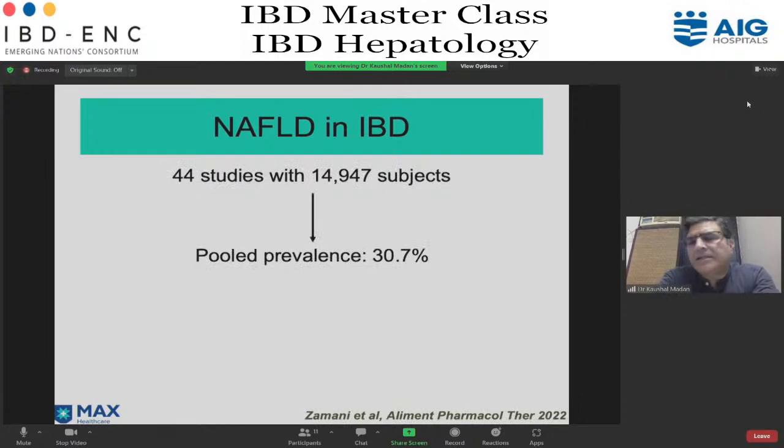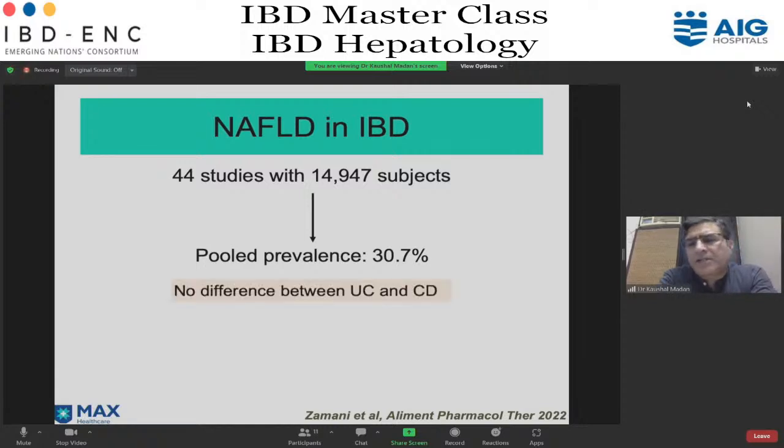And this is a recent meta-analysis of 44 studies, more than 14,000 subjects, and they found that the pooled prevalence of non-alcoholic fatty liver disease in IBD patients is about 30%. So we see that almost a third of IBD patients would be having non-alcoholic fatty liver disease. And so I think the most common cause of mildly deranged LFTs in such patients would be non-alcoholic fatty liver disease. And obviously we need to work them up further.